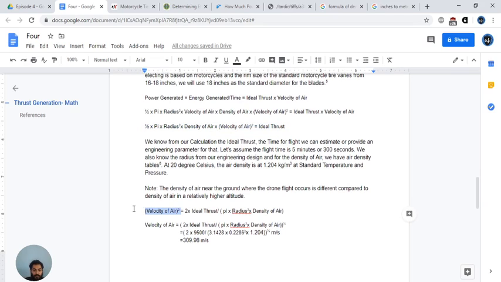So you're going to get the velocity of air, and I'm going to rearrange the equation. This is how it looks, and then getting the root over. Now I can finally calculate the velocity of air. Ta-da! Now you must be thinking, where did I get the density of air?